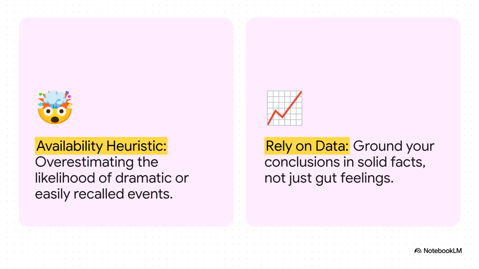And finally, you've got to watch out for the availability heuristic. Our brains have this funny quirk where we overestimate the importance of things that are really dramatic or easy to remember, like plane crashes. Statistically, they're incredibly rare, but they feel more common because they stick in our memory. The solution is simple. Always rely on the data, not just the drama or the memorable stories.